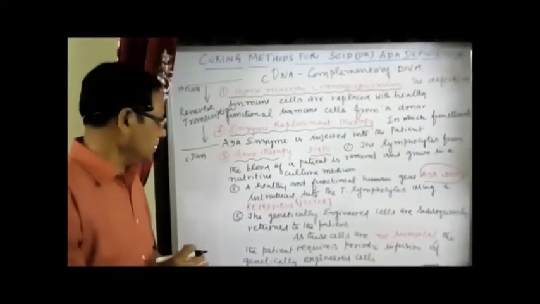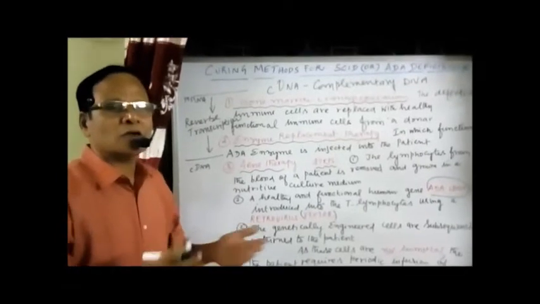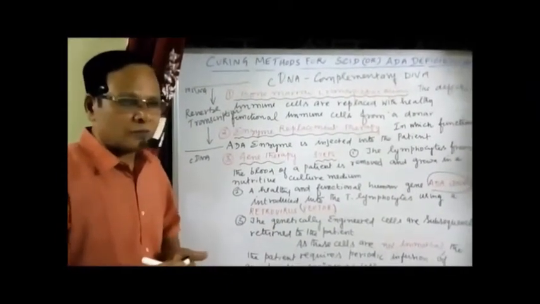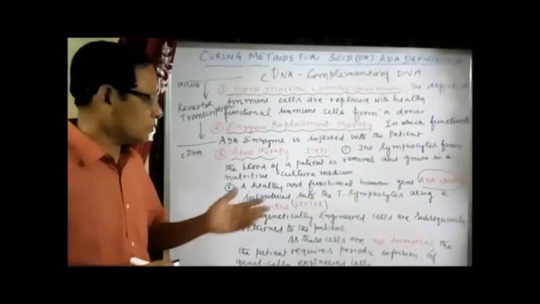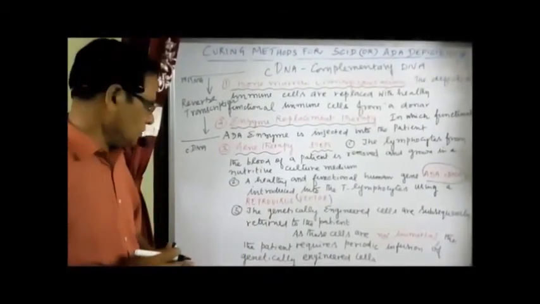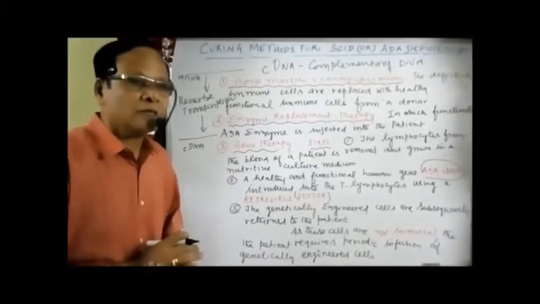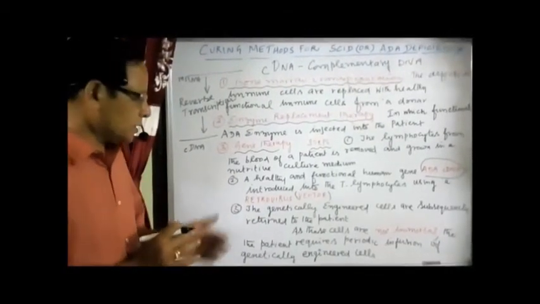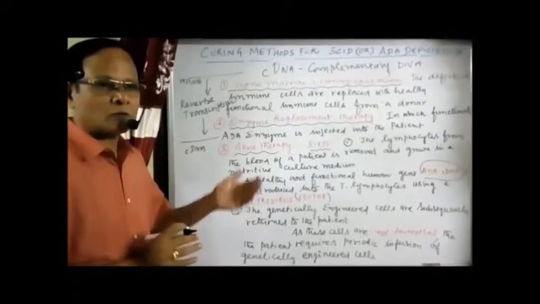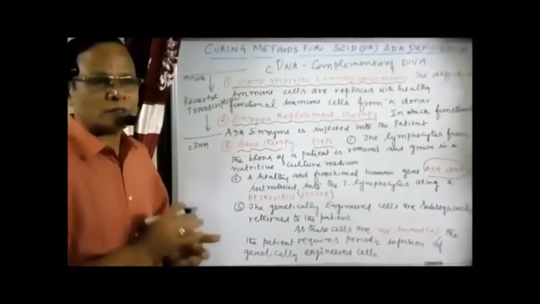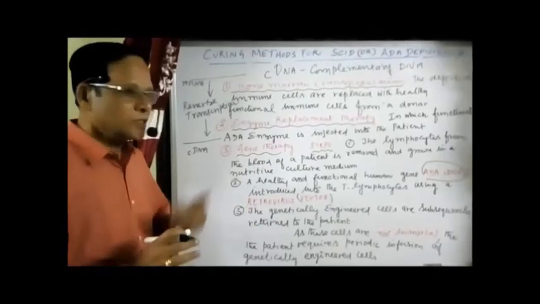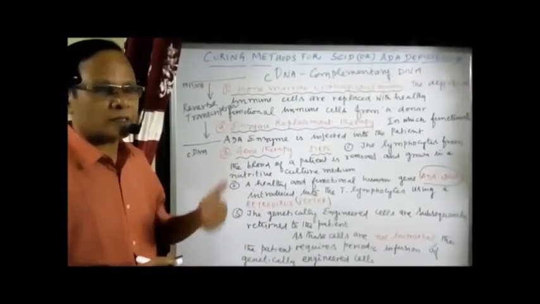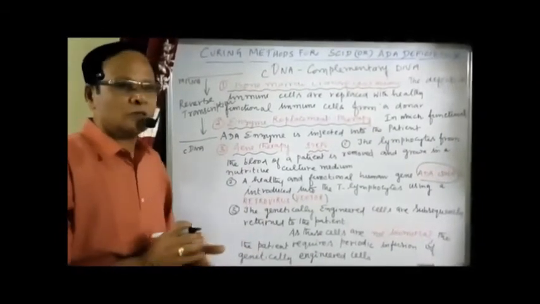But normally the genetically engineered cells are not immortal. Immortal means can survive for a long time. They can die. So the patient requires periodic infusion of genetically engineered T lymphocytes. He cannot survive for a long time with one infusion of the gene. He needs periodic infusion of the genetically engineered cells again and again. So it is not a permanent cure.